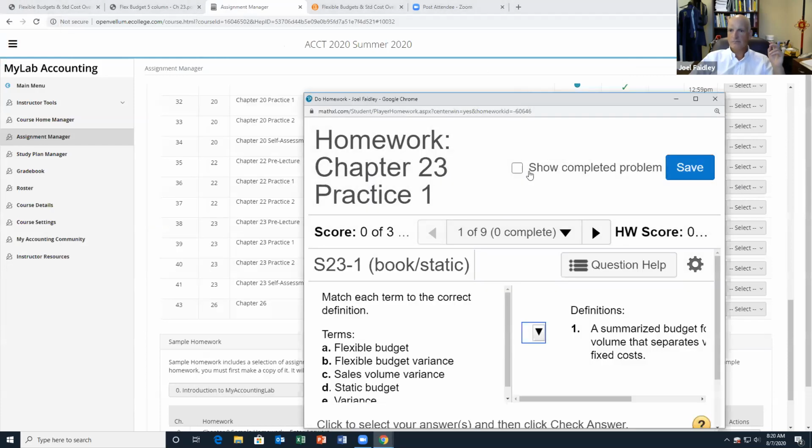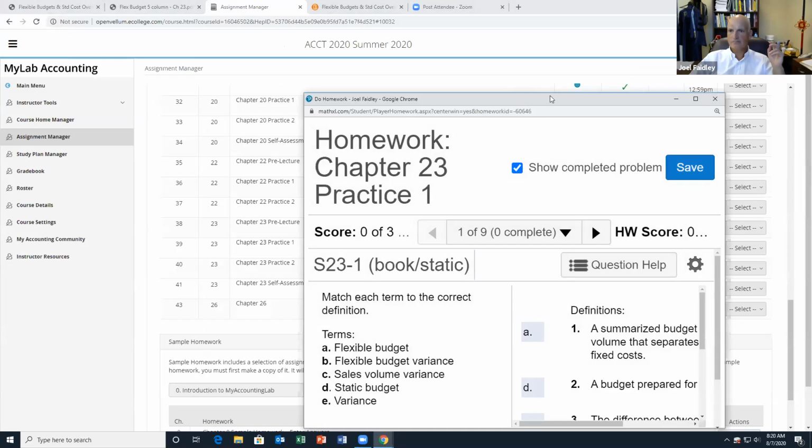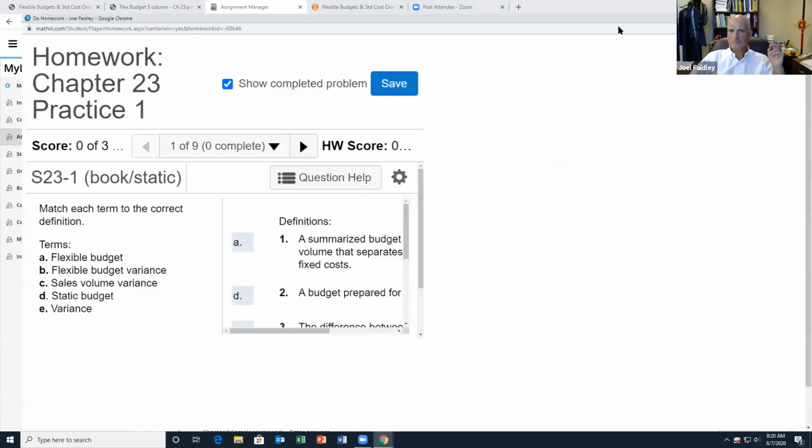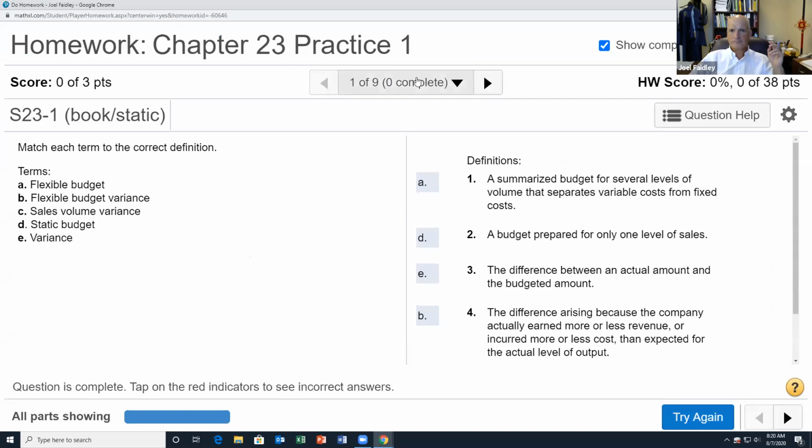It's a good chapter, a lot of good stuff in here. Match each term to the correct definition. Flex budget is what? Summarized budget for several levels of volume that separates variable costs from fixed. Now, you do a flex budget during the budgeting process. You may have 5 different budgets based on 5 different volumes.